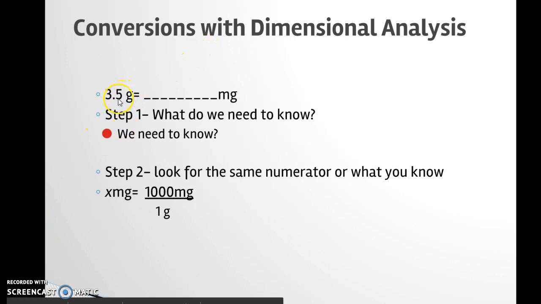If you look here, our problem is we need to take 3.5 grams and convert it into milligrams. So step 1, what do we need to know? What we know is we have 3.5 grams, and what we're trying to figure out is how many milligrams. I showed you on the second podcast how to do this by moving the decimal points. You can do that, but you can also set up a dimensional analysis just to make sure you're right and get used to doing this. But what we need to know is milligrams.